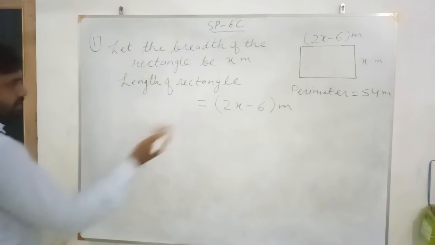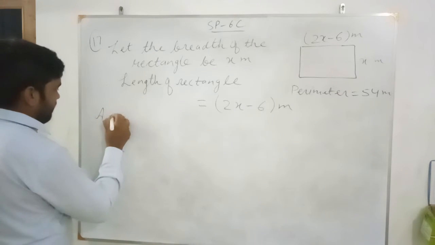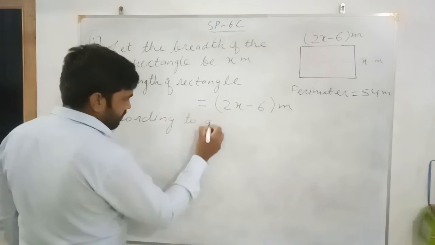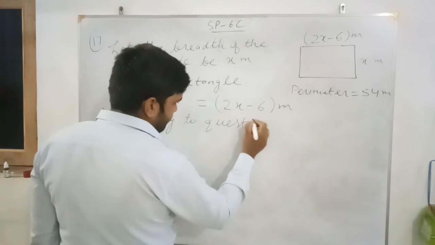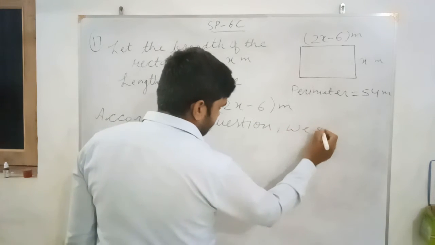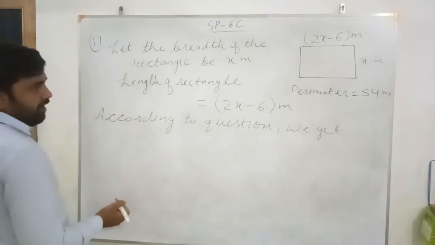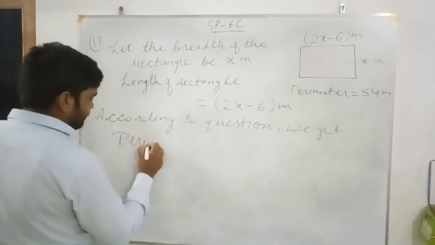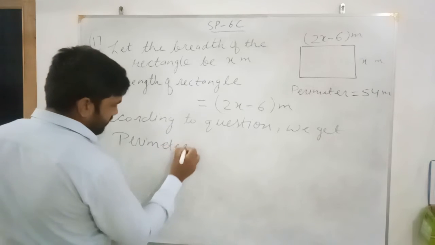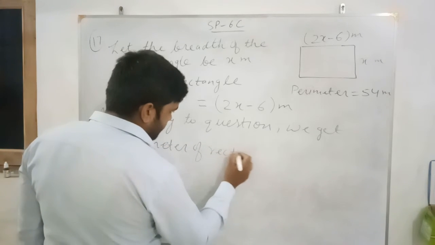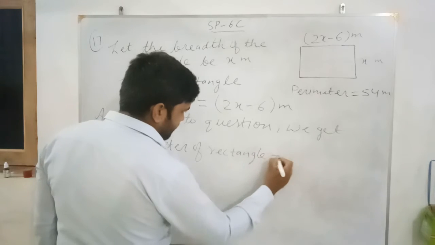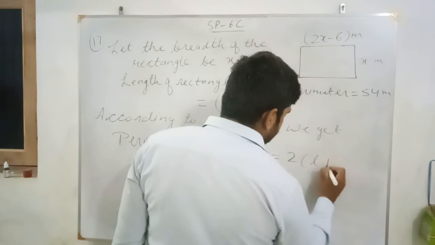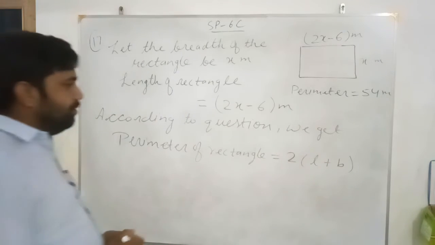Now according to the question, we frame an equation on the perimeter. According to the question, the perimeter of the rectangle is equal to 2 into (length plus breadth). This formula we will use.